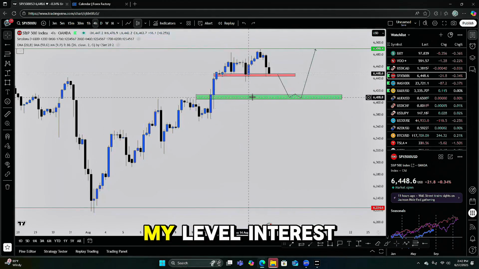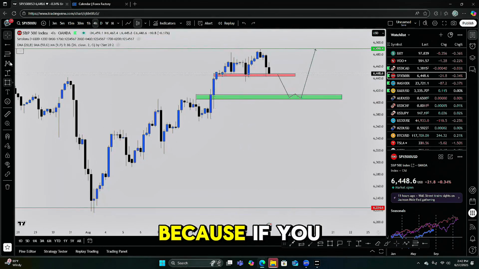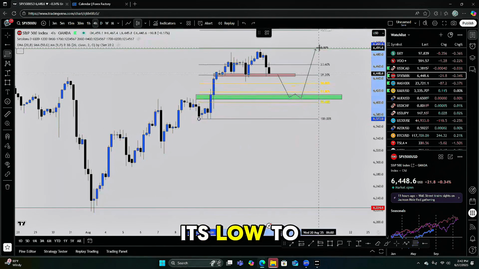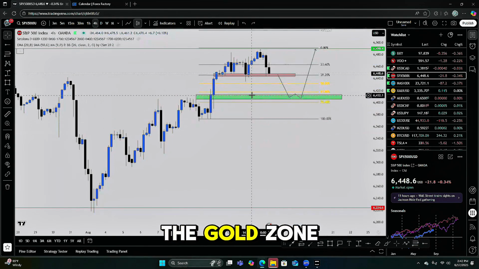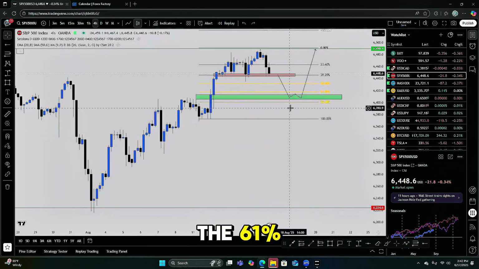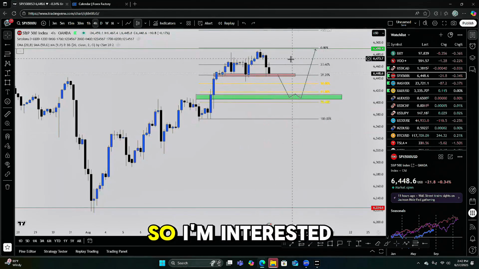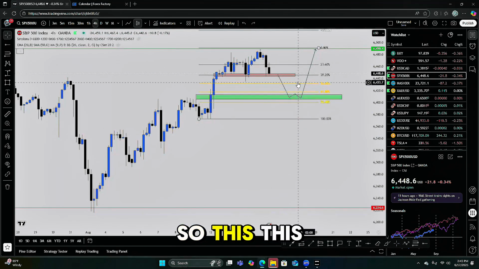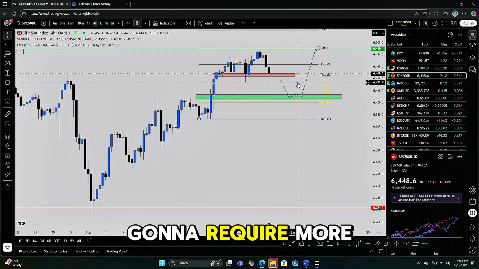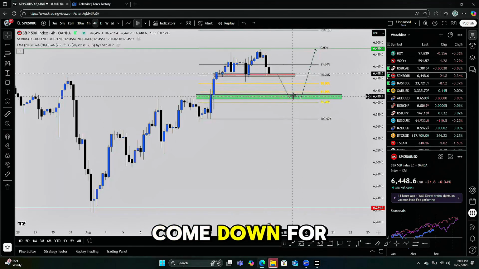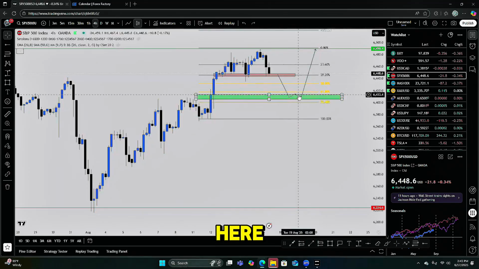This level is my level of interest because if you were to put the fib from its low to its high, it falls in the gold zone, right? Between the 76% and the 61%. So I'm interested in buying here. This pair is going to require a bit more patience because it needs to break the support, come down for volume, and then I'll be buying here.